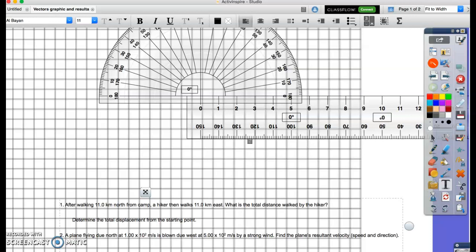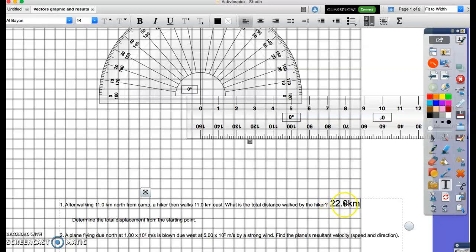Problem number 1 says, after walking 11 kilometers north from camp, a hiker then walks 11.0 kilometers east. What is the total distance? Well, the total distance is pretty easy. We just add those two together, 11.0 plus 11.0, and we get 22.0 kilometers, because they both had one decimal place. We're adding them, so we use the least number of decimal places.